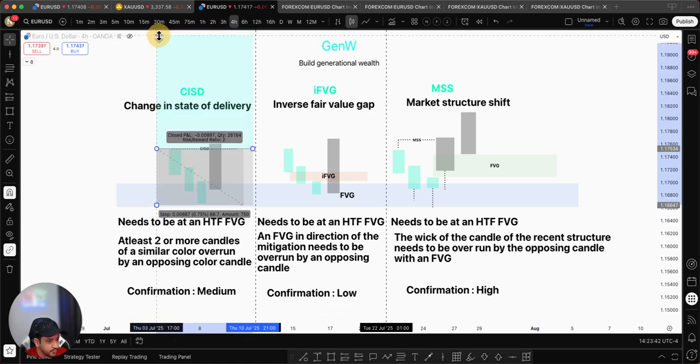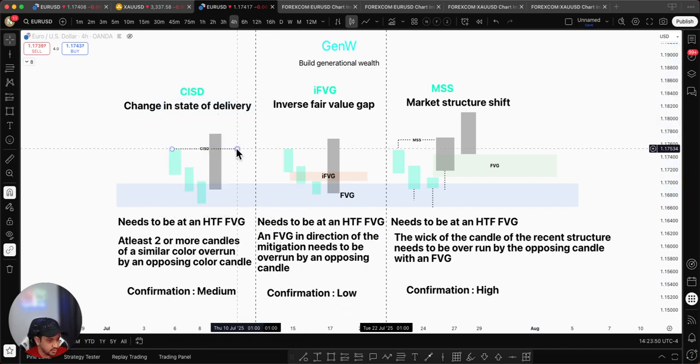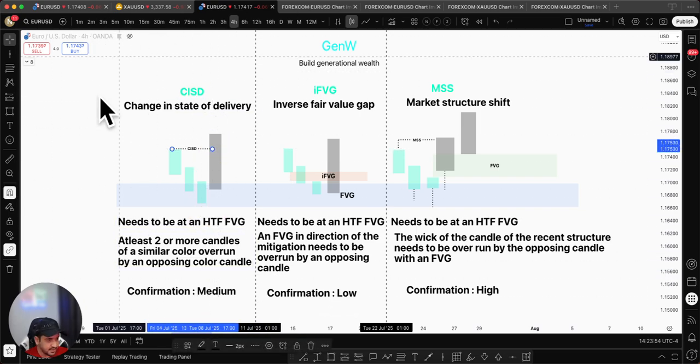I'm not going into these discussions of which time frames, etc. I've been constantly telling you price is fractal. You can use this in any time frame. Just ensure that these rules which I am teaching you are followed for the CISD entry model. Now let's go to the inverse fair value gap entry model.